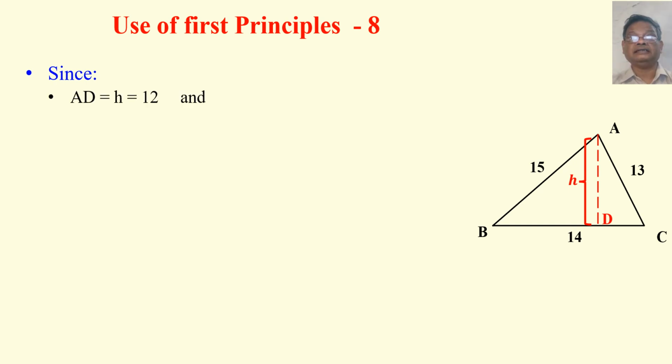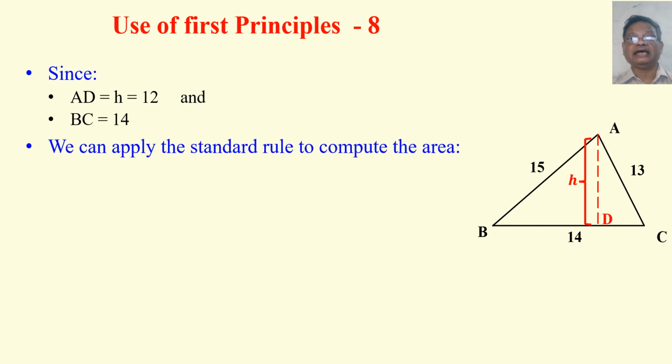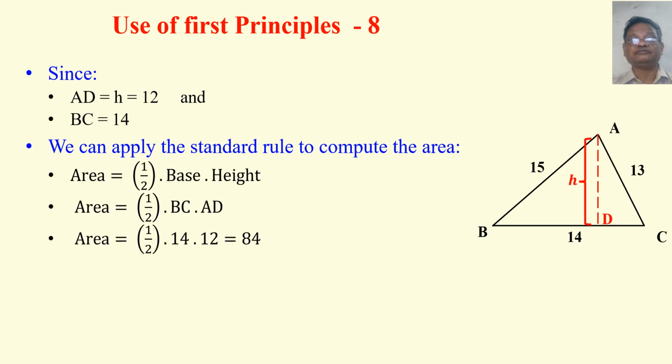Since AD equals h equals 12 and BC equals 14, we can apply the standard rule to compute the area. That is, area equals half times base times height. And that comes to half times 14 times 12 equals 84. Hence the area is 84 square units.